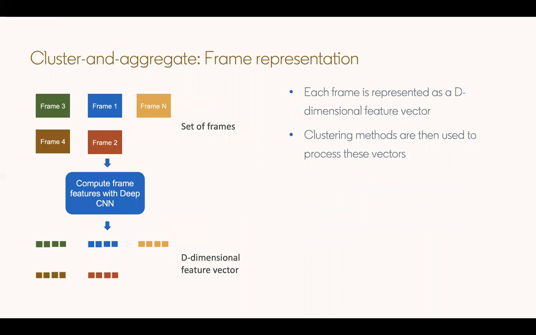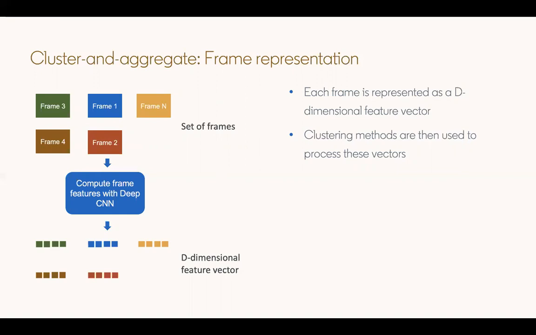So first, how do we represent the frames of the video for our cluster and aggregate technique? Each frame in the video is represented by a fixed dimensional vector, a d-dimensional vector, that we get from a deep CNN model, a deep convolutional neural network model. Once we have this d-dimensional vector for each of the frames, we can either consider them to be a sequence of d-dimensional vectors, as a normal video would be, or a set of d-dimensional vectors, as we would do in the case of cluster and aggregate.